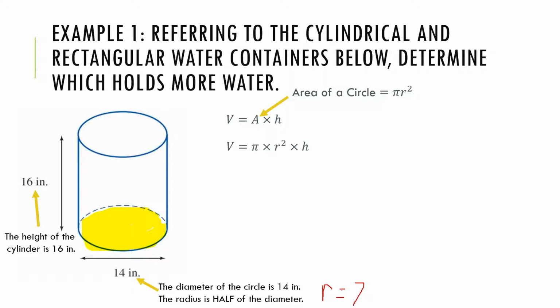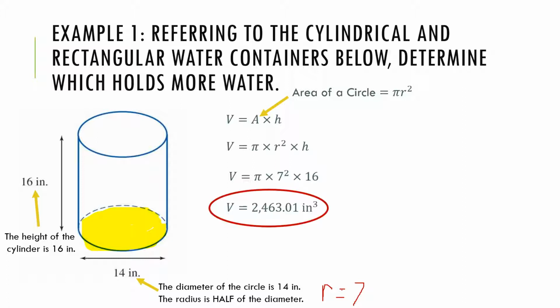The height of this cylindrical container is 16 inches. So now we just need to plug in our numbers. Volume equals pi times radius squared, so 7 squared, times the height, which is 16. You multiply that out in your calculator, that gives you volume equals 2,463.01 inches cubed. Alright, so we'll come back to that in just a minute, but for now we need to find out what the volume is of our rectangular container.